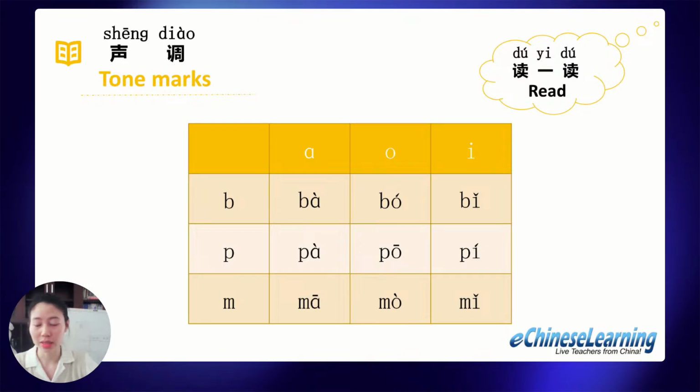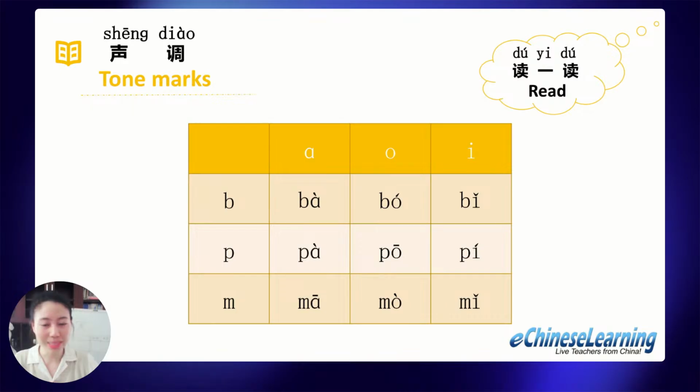So the next one we can see here that would be the second tone, right? Second tone because the tone mark goes up. So that we're going to pronounce like bo, bo. Okay. So the next one.